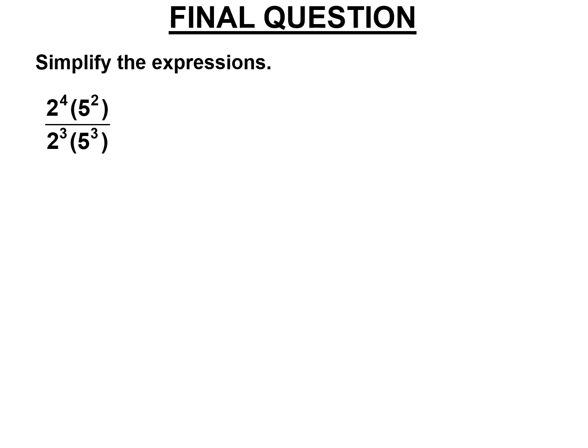So the 2 cubed goes away. 4 minus 3 is 1. 5 squared goes away. 3 minus 2 is 1. We have 2 to the first over 5 to the first. That's horrible. Exponents should be small, so this is 2/5.